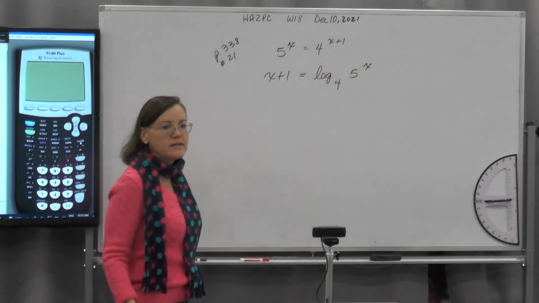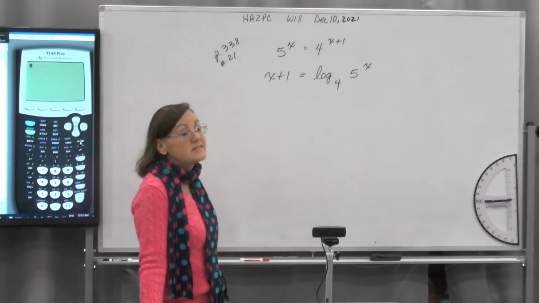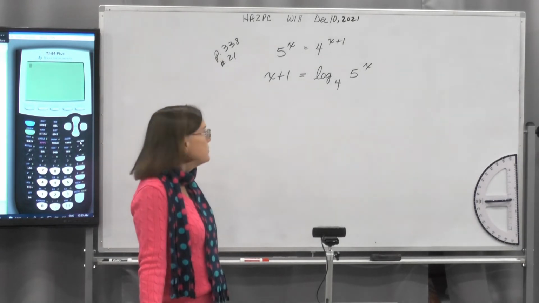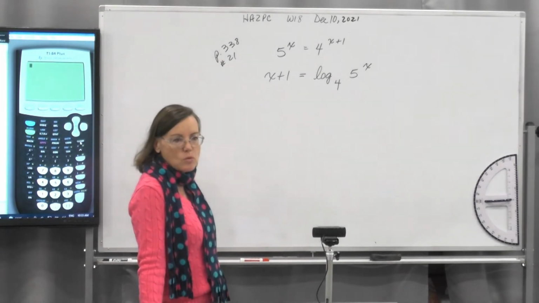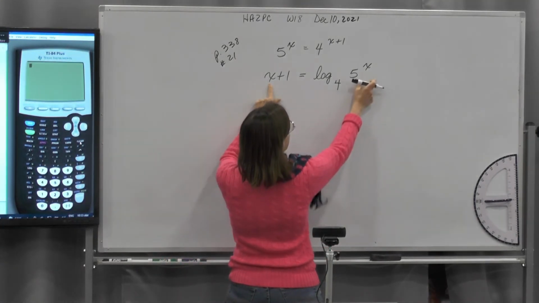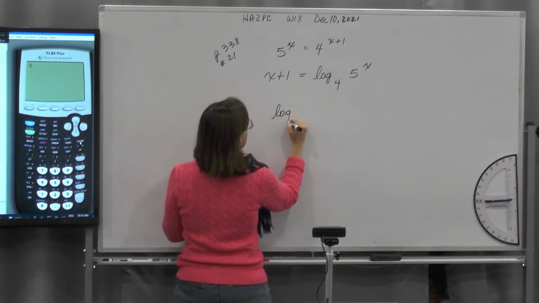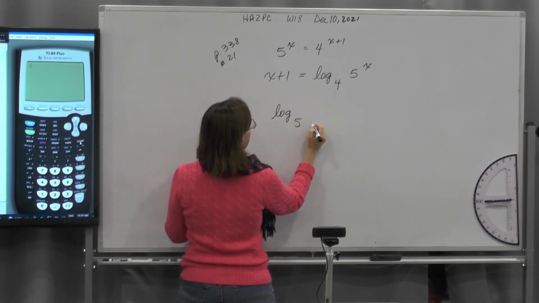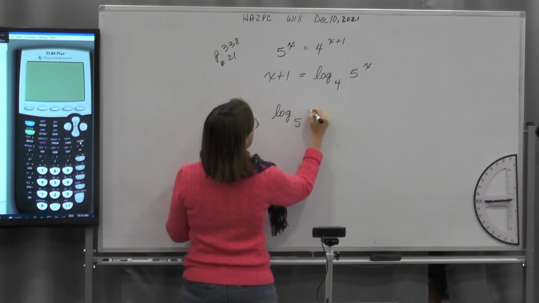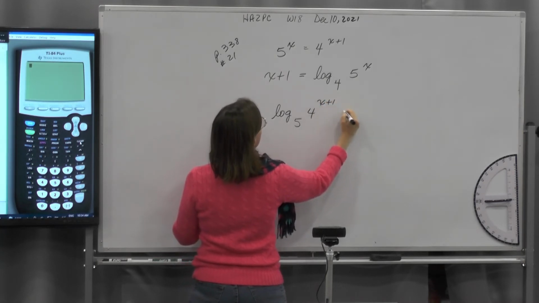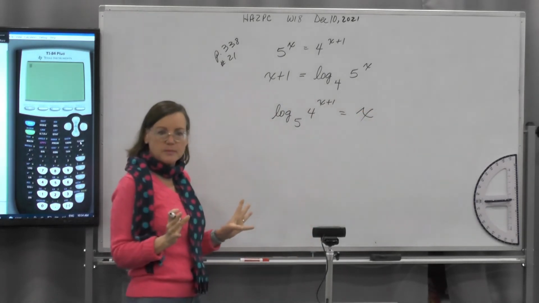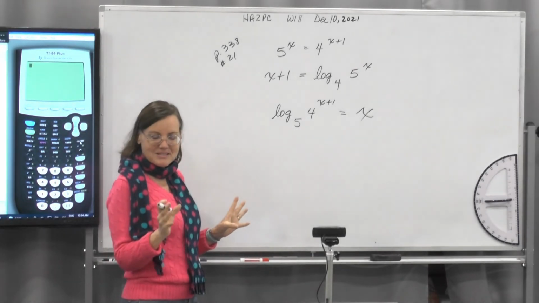Does everybody see how I can do that? This is going to be simpler. The other way is the way the book shows you, but I like this because I've only got a log on one side. So what I did is I said 4 to this is equal to this. I also could have said log base 5 of 4 to the x plus 1 is equal to x. I could have done that as well. Do you see how either one is going to be correct? Michael's not sure yet.